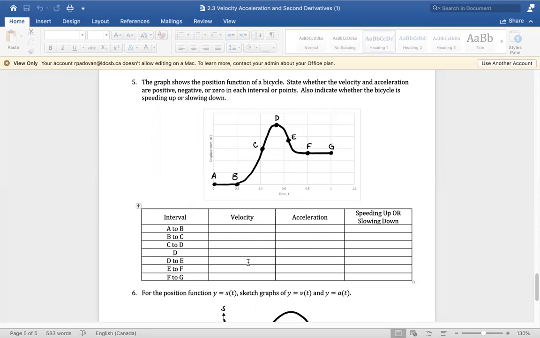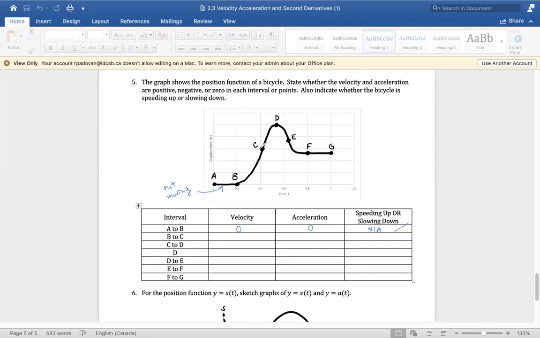So from A to B, I'm looking at my velocity first. So here's time. Between 0 seconds and 0.2 seconds, my displacement along the y-axis is not moving, so it's in the same position. That means from section A to B, the bicycle is not moving. If I'm not moving, then I don't have a velocity, so my velocity would be 0. If I don't have a velocity, then I don't have an acceleration, which means I'm not speeding up or slowing down.